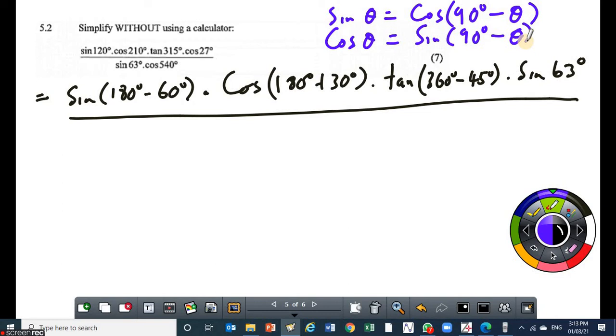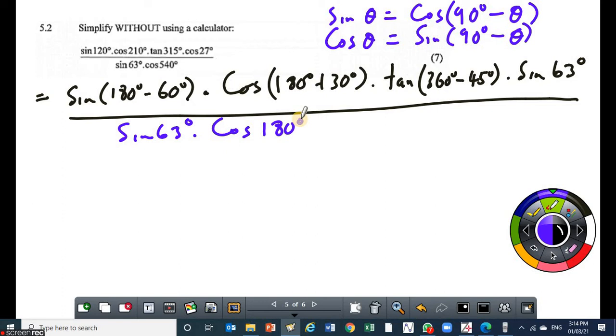One must be a sine, the other must be a what? Cos. So here, 27 plus 63 gives us what? 90. So it means that cos 27 is equivalent to sine 63. Also, the sine 63 is equivalent to cos 27. Okay? Alright. The denominator, I can write that as sine 63 times. Now, cos 540, it's more than 360, so subtract 360 from 540, you get what? You get 180. So, that will be cos 180, which is a special angle.